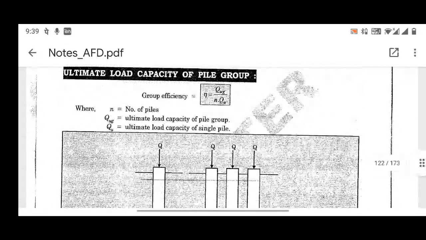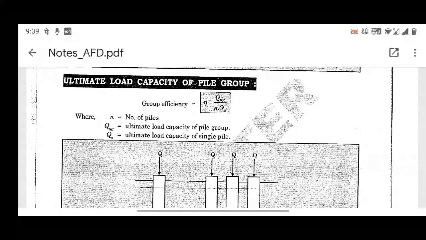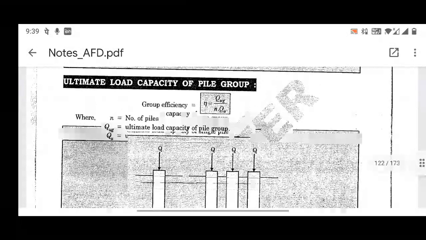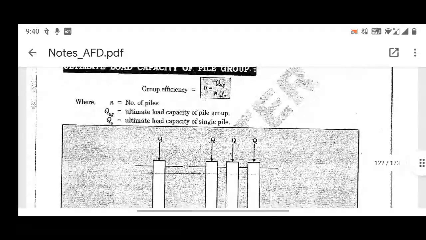Group efficiency is defined as the ratio of the ultimate load carried by the group of piles divided by the summation of all the individual piles that are there in the group. N refers to the number of piles that are installed in the group. QUG refers to the ultimate load capacity of the pile group. QU stands for the ultimate load capacity of the individual pile, or a single pile.